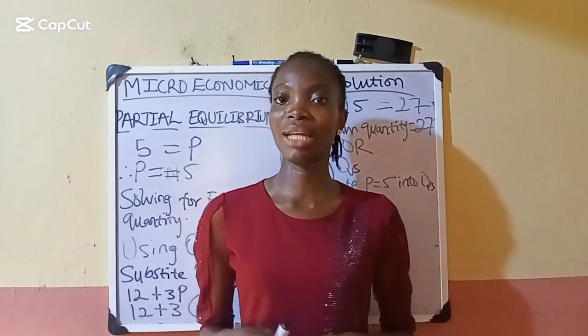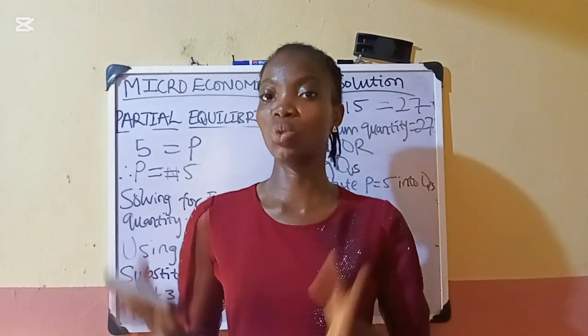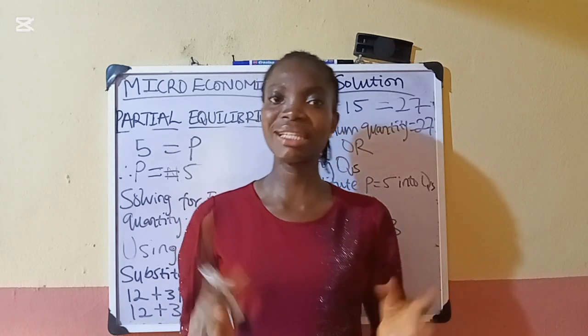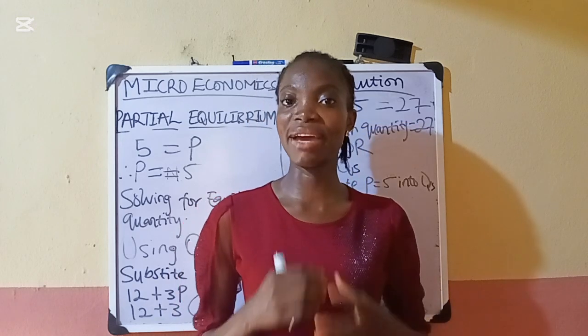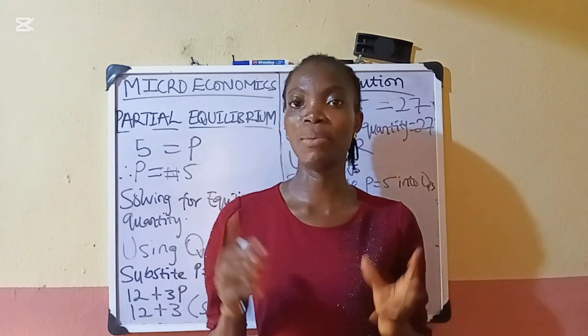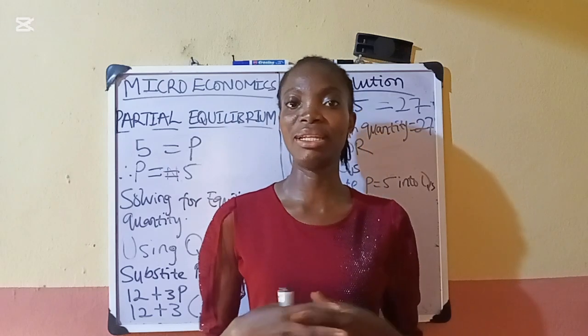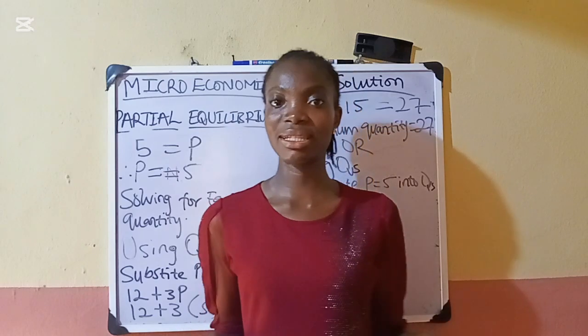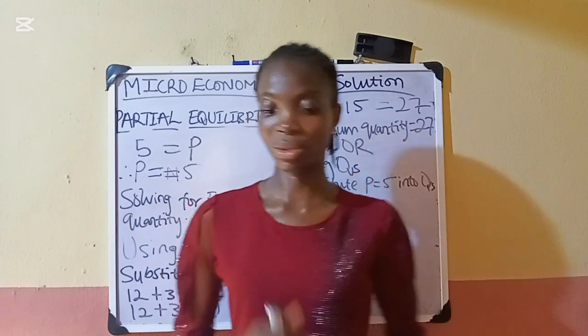Now that we have gotten our equilibrium price to be 5 naira and our equilibrium quantity to be 27 units, let's imagine a scenario where there is a shift from the equilibrium point and we are asked to determine the magnitude, whether it is excess supply or excess demand. Now let's look at this question.